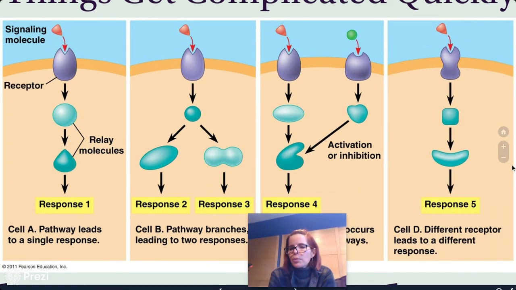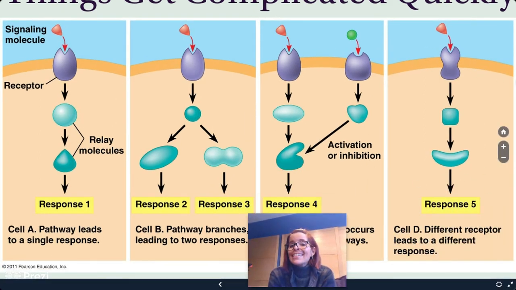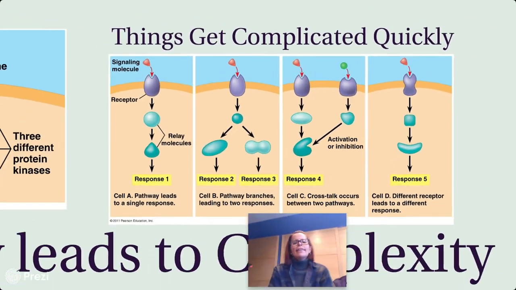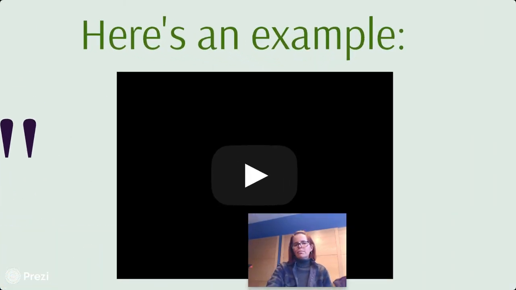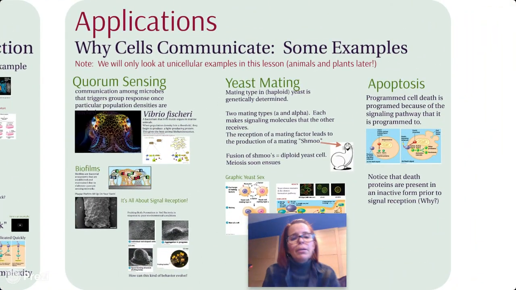So then in this last one, we have a different receptor this time. So notice that the receptor was the same each time. This time we have a different receptor, and that's leading to a different cell response. And that's not different than what we just talked about with epinephrine.